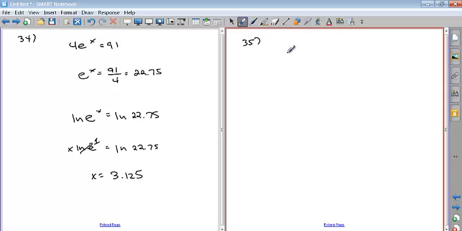35 is e to the x minus 9 equals 19. So we add 9 to both sides, and then we take the natural log. The natural log of e to the x is just x. So you get x is equal to the natural log of 28. Natural log of 28 is 3.33.